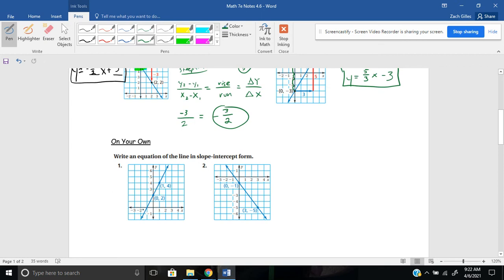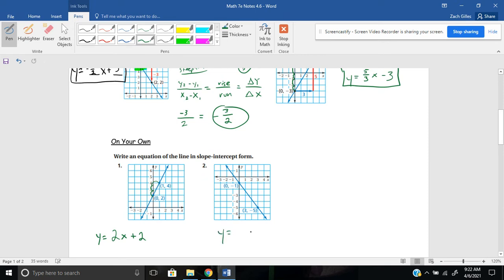All right. So y equals mx plus b. Looks like my line goes through the y-axis at 2, so I'll be adding 2 to the end. And then what is my slope? It looks like I'm going up 1, 2, to the right 1. So 2 over 1 is the same thing as 2. So 2x plus 2.